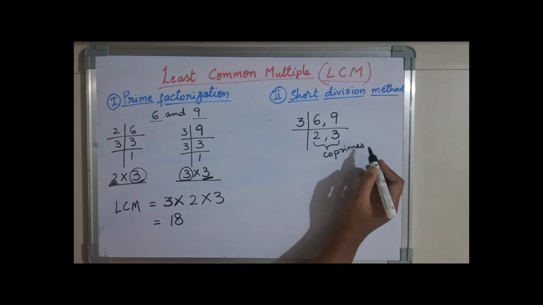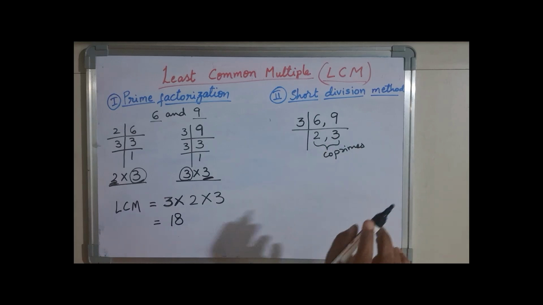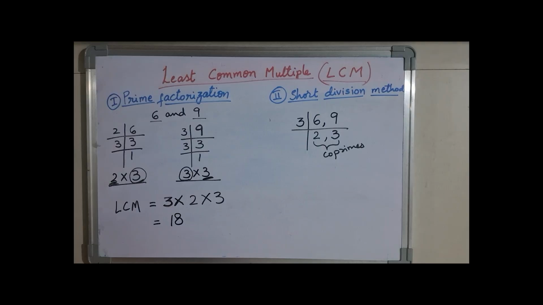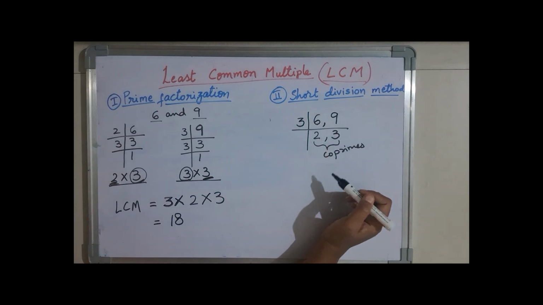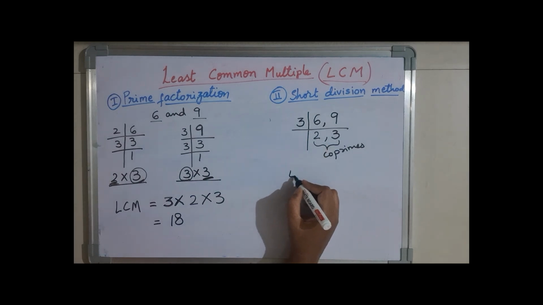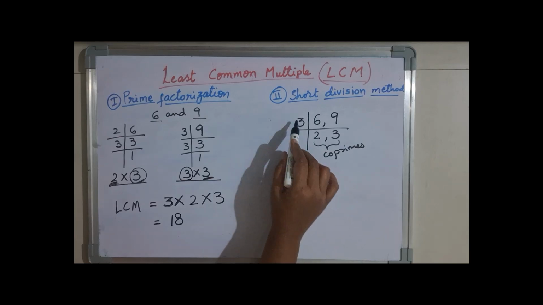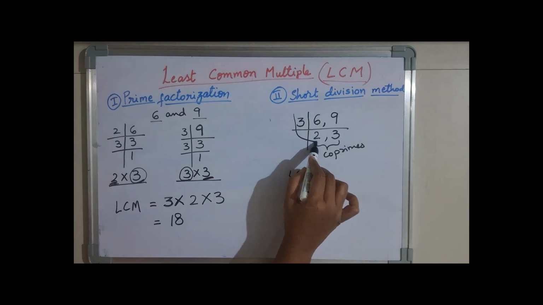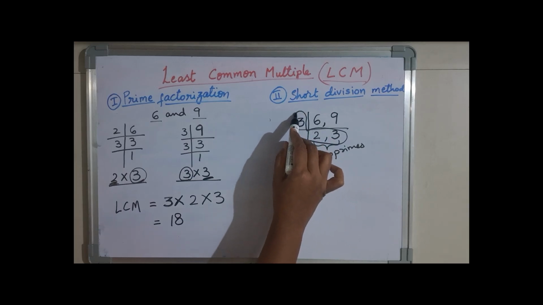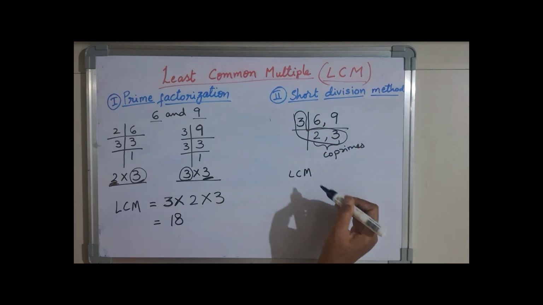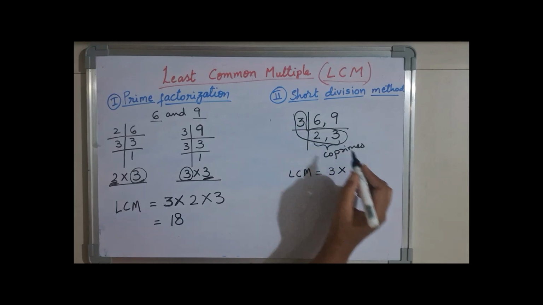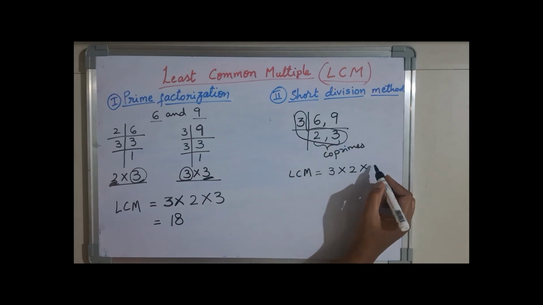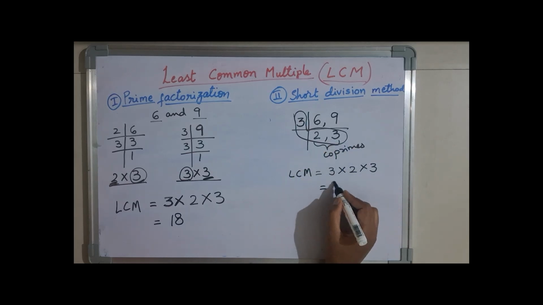Here we can see that 2 and 3 do not have any common factors except 1, isn't it? Numbers like that are called co-primes. Unless we get the co-primes, you have to keep doing like this, and then our LCM will be the product of the numbers here. That means the LCM is 3 multiplied by 2 multiplied by 3, so here also we get 18.